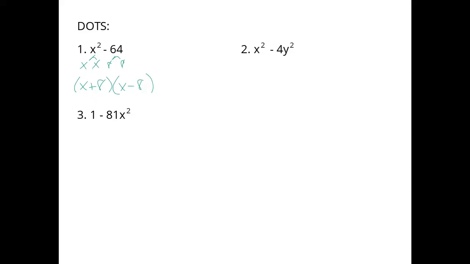Number 2, we've got x squared minus 4y squared. So factor each of those individually. We get x and x again. This time we'd get 2y and 2y to make 4y squared. So x plus 2y, x minus 2y. And again, you're going to pause the video and try 1 minus 81x squared for your next problem.